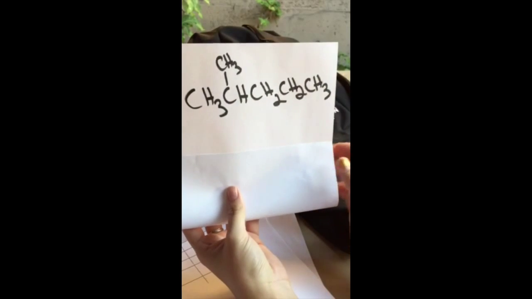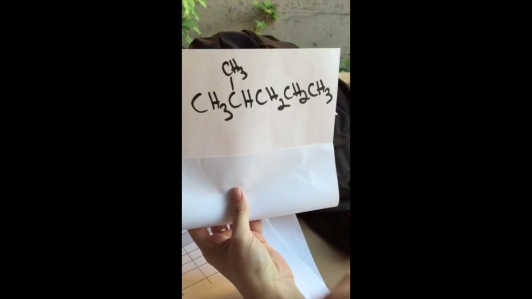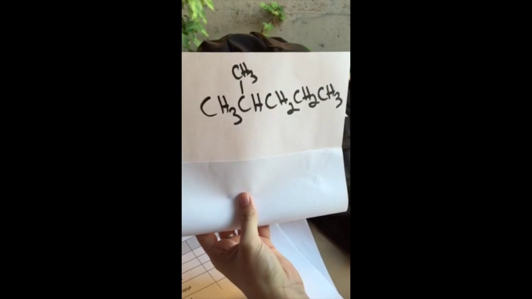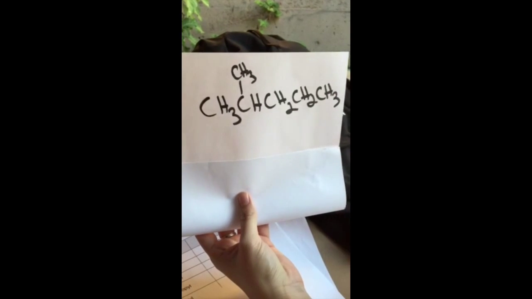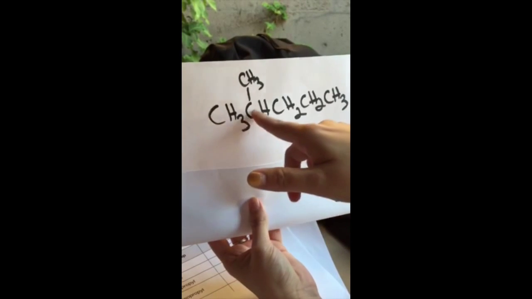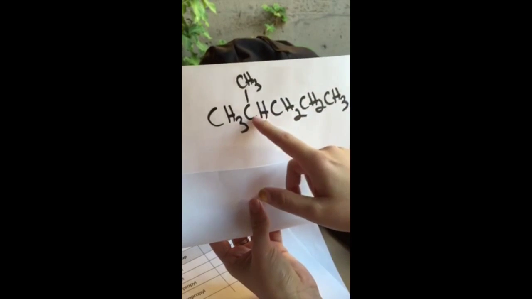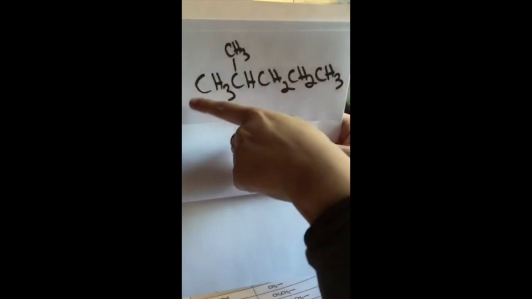When you're naming an alkane that has an alkyl group on it, like this one, you determine where carbon number 1 is by looking at the end that is closest to the alkyl group. For this one, it will be on this side because that would be 1, 2. If you start from here, it's 1, 2, 3, 4. So you're going to go with the number that's lower. So it's going to be on this side.